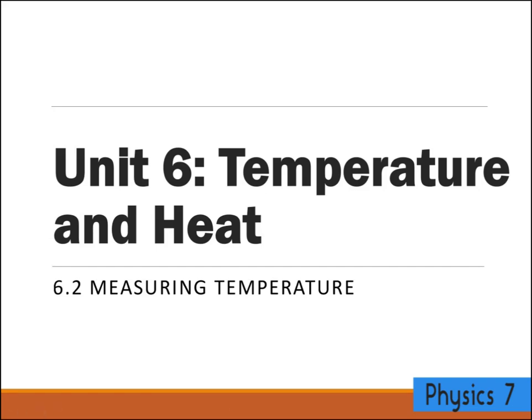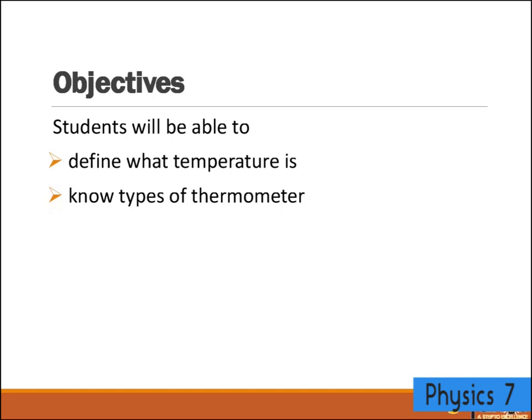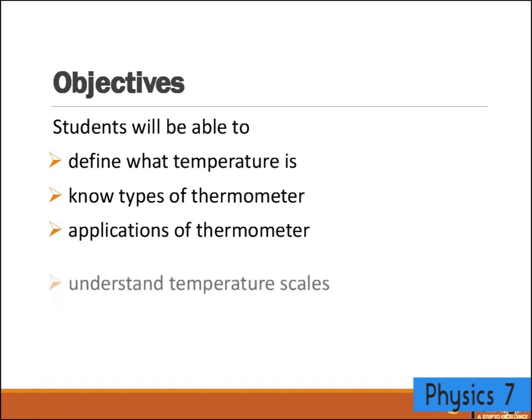Welcome to Unit 6, entitled Temperature and Heat. In this unit, we're going to focus on section 6.2, entitled Measuring Temperature. Before we look at the section in some detail, it's important for you to know the learning objectives for this particular section. So in this section, students will be able to define what temperature is. They will know the different types of thermometers, and they will understand the applications of thermometers, and they will understand temperature scales.